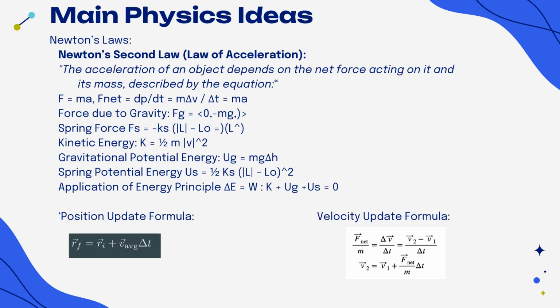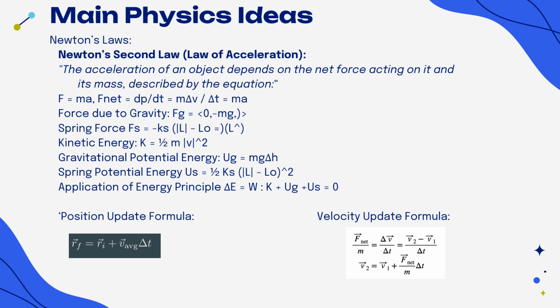Alright, so on to main physics ideas. We can start off with Newton's second law, the law of acceleration, where the acceleration of an object depends on the net force acting on it and its mass, described by the equation F = ma, F_net = dp/dt, and m Δv/Δt = ma, as well as the force due to gravity, where Fg = <0, -mg, 0>, the spring force, where F = -ks(L - L0)L-hat, the kinetic energy, where K = 1/2 mv², the gravitational potential energy, where Ug = mgΔh, the spring potential energy, Us = 1/2 ks(L - L0)², and the application of the energy principle, which we will see later on, where ΔE = ΔK + ΔUg + ΔUs, which is equal to 0.